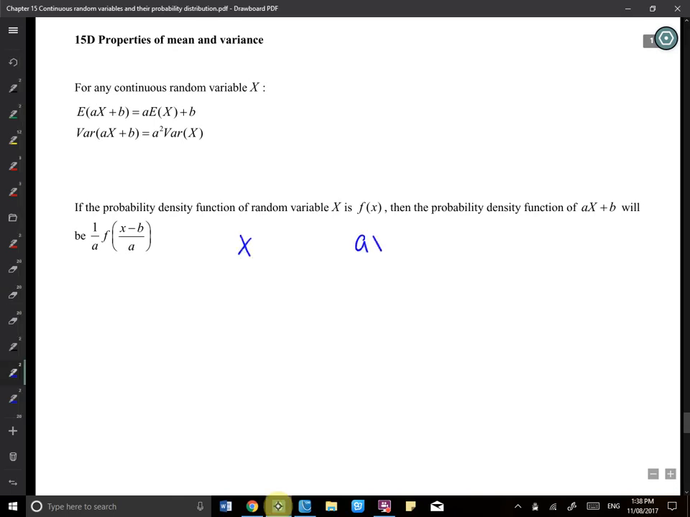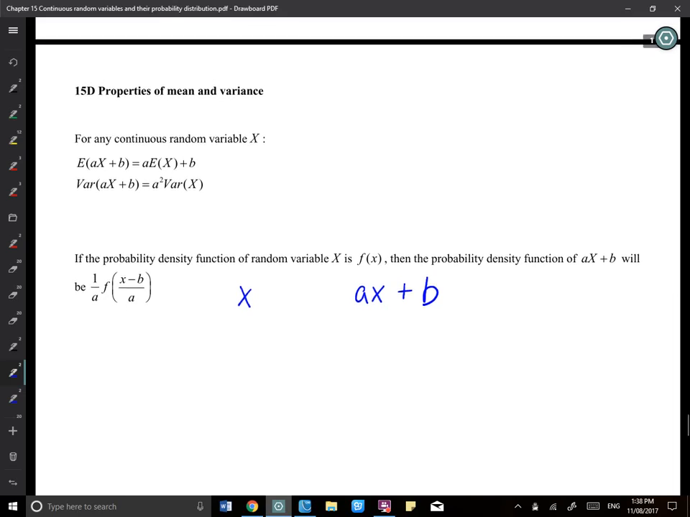And ax plus b. Okay, you have x and ax plus b. So let's say we have a function f(x) before. And then after the transformation, we'll have a new function f(x dash).